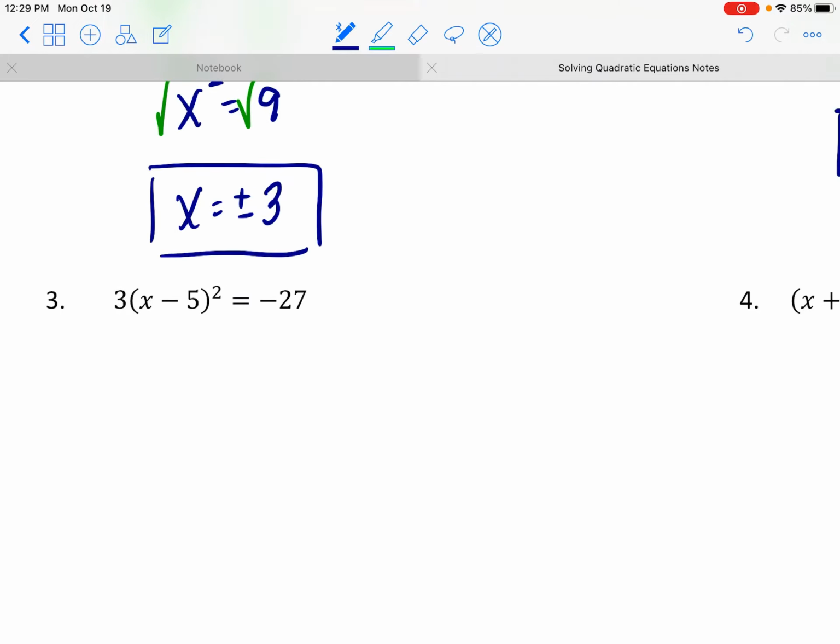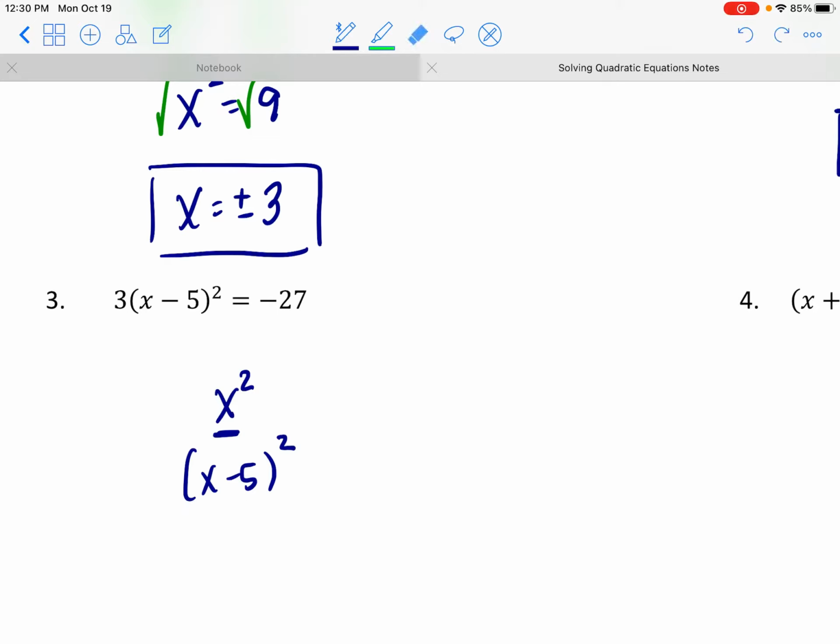All right, now, if you notice, number 3 looks a little different. We've got some parentheses in this problem, and you may be tempted to undo those parentheses, but we don't have to here. We can still use our square root method to solve. It's just our squared term looks a little different. Instead of just an x being squared, we have an x minus 5 being squared.